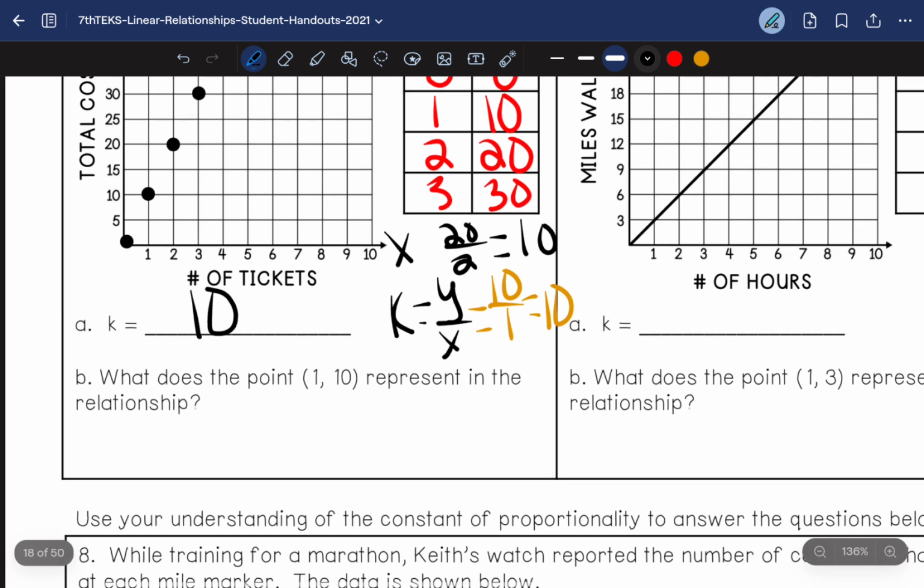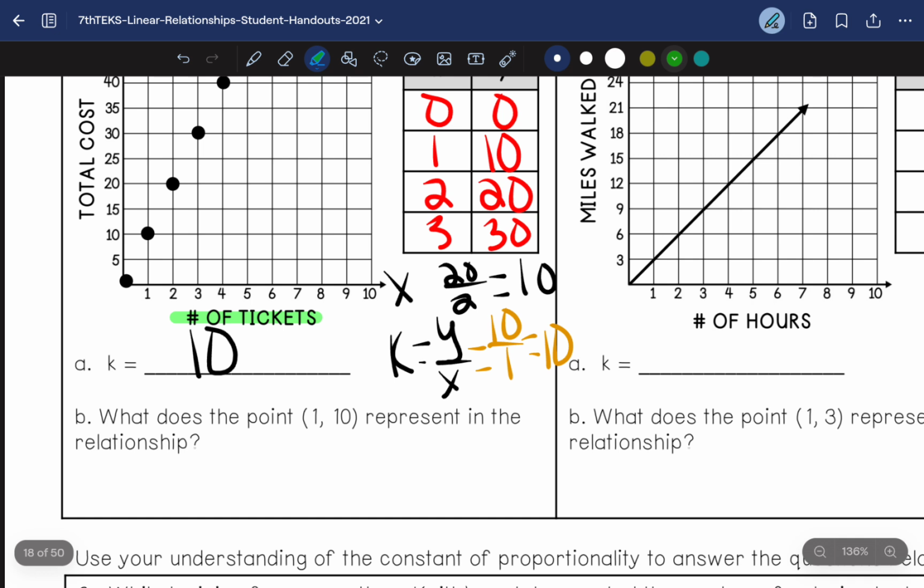Part B, it says, what does the point 1, 10 represent in the relationship? So going back to this, 1 represents our x value, which is number of tickets. And then the y values represent total cost. So now we're going to use some words here. So 1 is for number of tickets, and then 10 is the total cost.